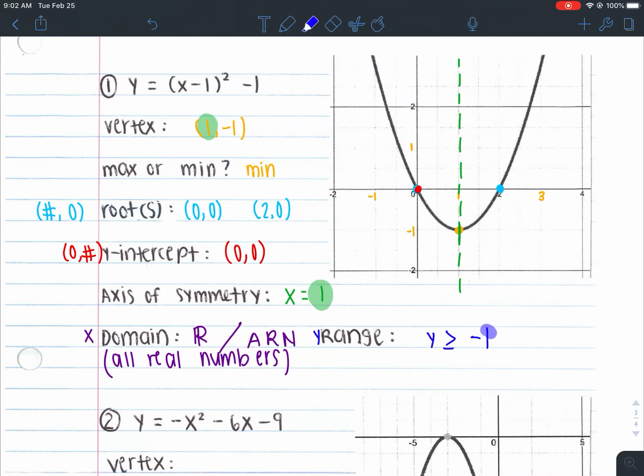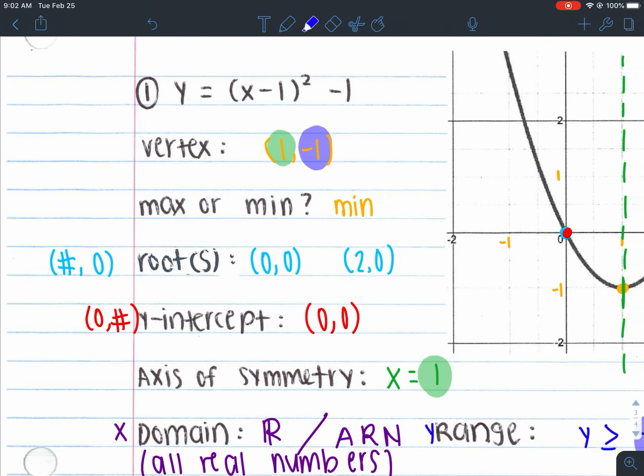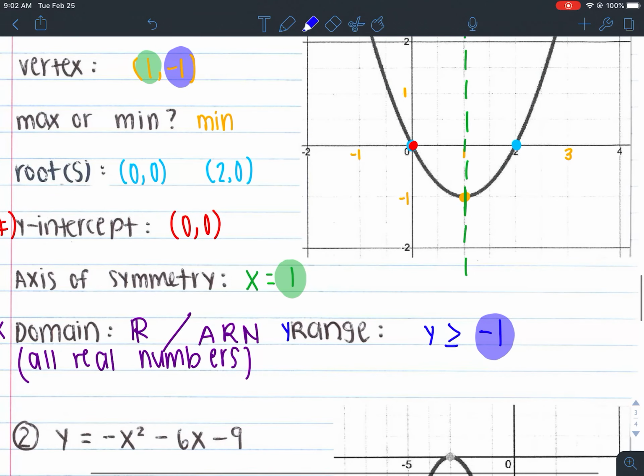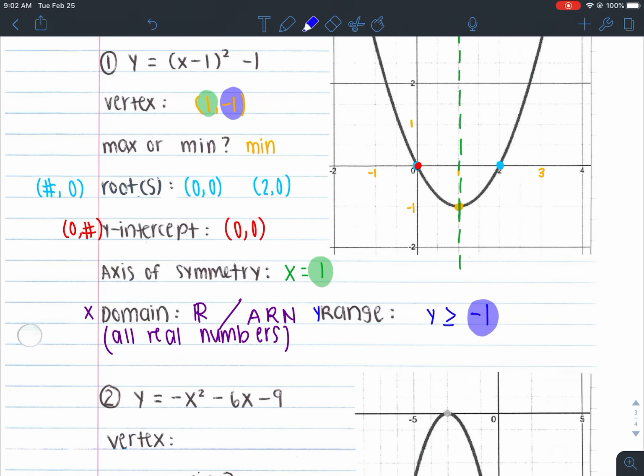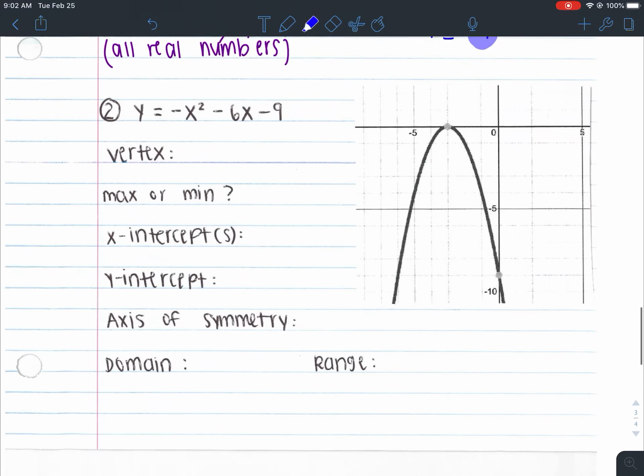And here's another trick. This number right here is always going to be the same as your y value here. So for the axis of symmetry where it says x, it's going to be the same x in your vertex. For your range, it's going to be the same y value as the y value in your vertex. Okay, so that's a trick there to show you. There's lots of tricks to get around these things, but it is a lot of remembering, and you do have to actively practice with it.